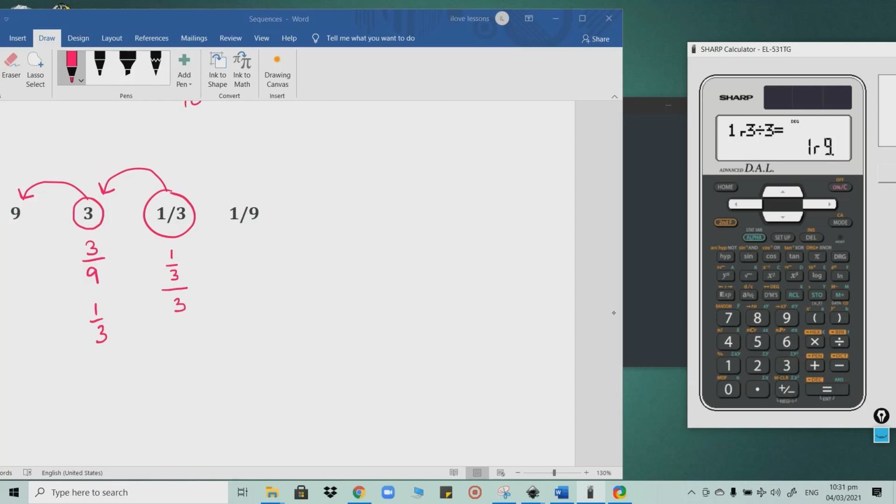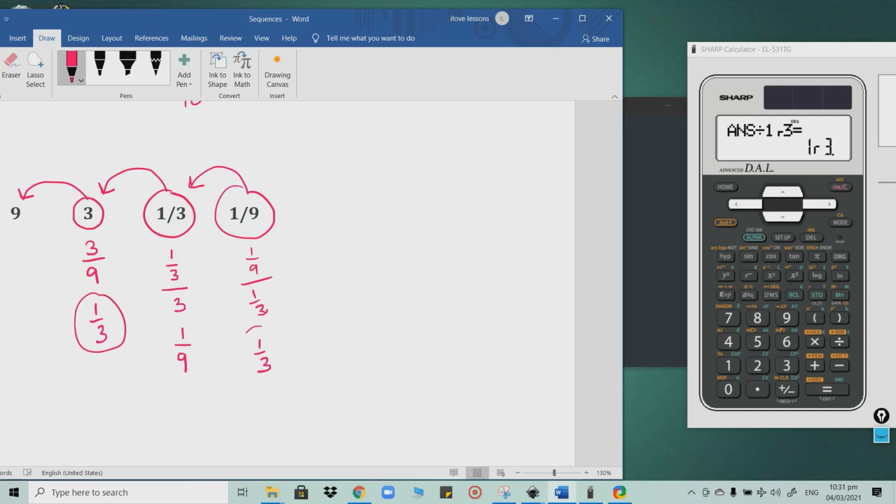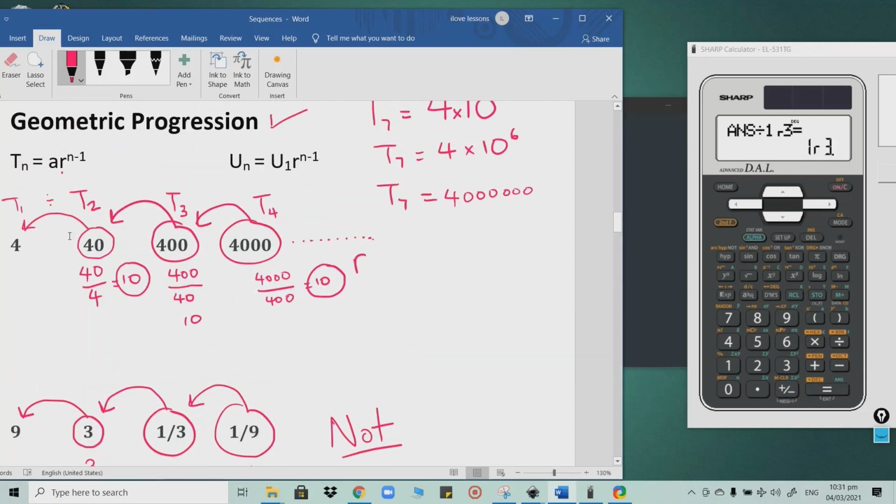We don't get the same thing. We get 1/9. And if we take this 1/9 and divide it by 1/3, 1/9 divided by 1/3 gives us actually 1/3. We need all of them to be the same. I got a 1/3 here and a 1/3 here. But when I took the 1/3 and divided by the 3, I did not get 1/3. So this is not a geometric progression, which means I cannot use this formula.